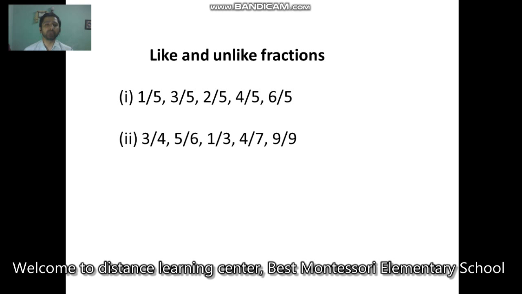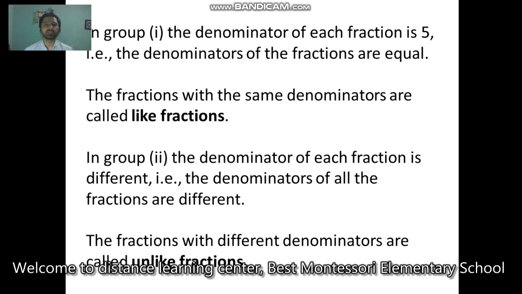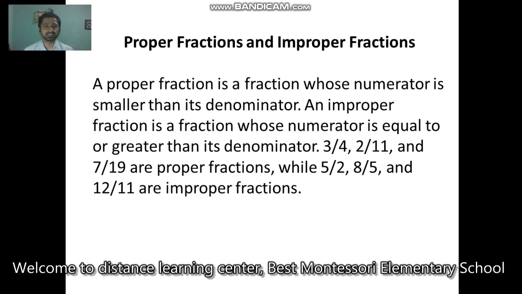3 by 4, 4 is the denominator. 5 by 6, 6 is the denominator. 1 by 3, 3 is the denominator. 4 by 7, 7 is the denominator. 9 by 9, 9 is the denominator. That means if the denominators of a group of fractions are different, those types of fractions are called unlike fractions.